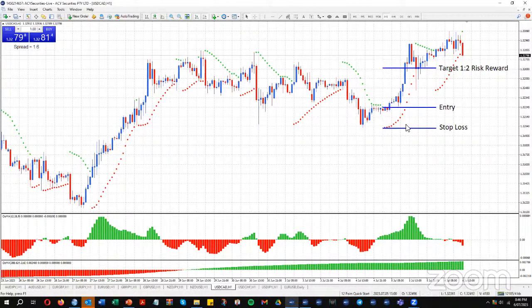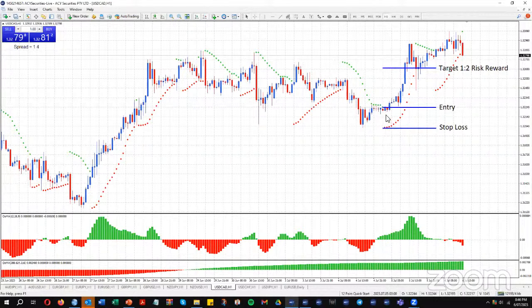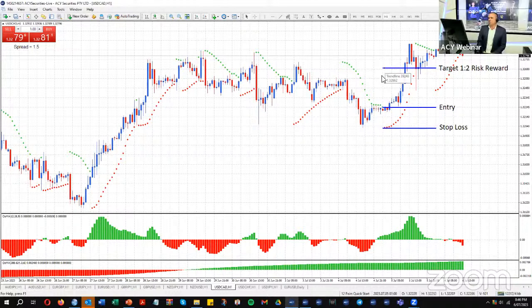Now, the risk on the trade here is from the entry point to the first red dot, and I'm measuring there, it's approximately 20 pips. So what I've done here is I've set myself up a target where if I'm risking 20 pips, I'm targeting twice as much. We call that a risk to reward. So risking 1 to target 2. So you might be risking $100, but to make $200.